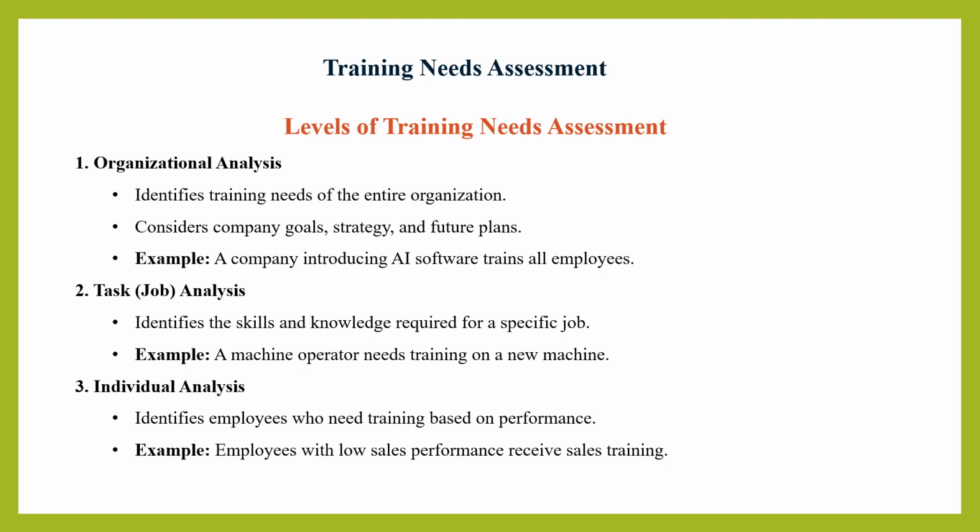Okay. Second is task analysis. Here it focuses on skill needed for specific task. For example, if a machine operator start working on new machine, they must first learn how it operates. And third level is individual analysis. Here HR identify employee who actually needs training. For example, employee with low sales performance may be given sales training.